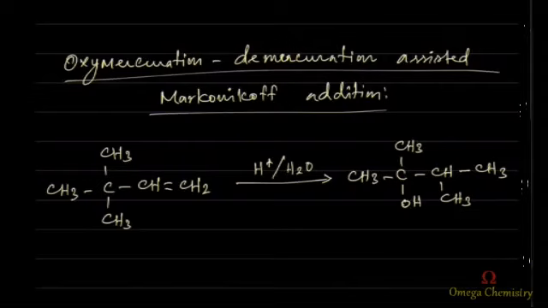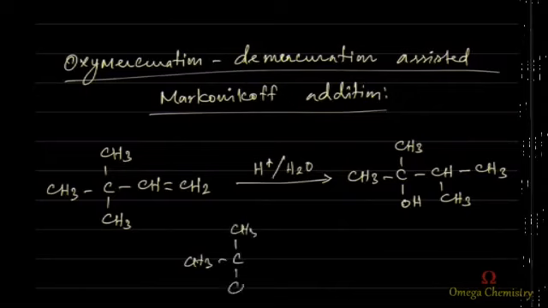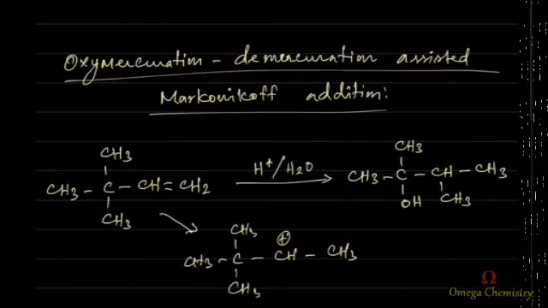When water is added, we get a secondary carbocation like this, right? That secondary carbocation will look like CH3. Because of electromeric effect, this carbocation is what will be generated as an intermediate, and this will undergo 1,2 methyl shift, right? This methyl group will shift like this, and finally you will get this product, right? This is according to Markovnikov addition.